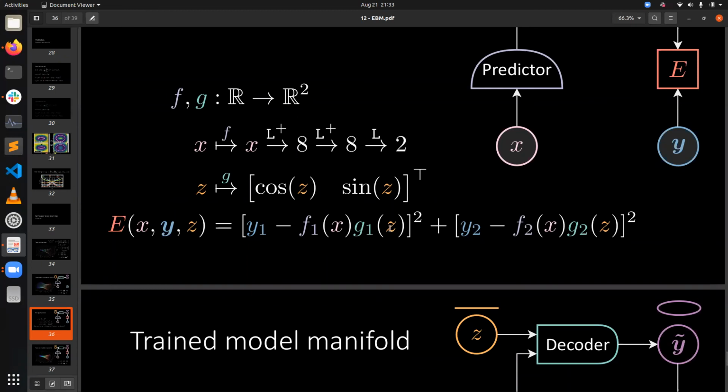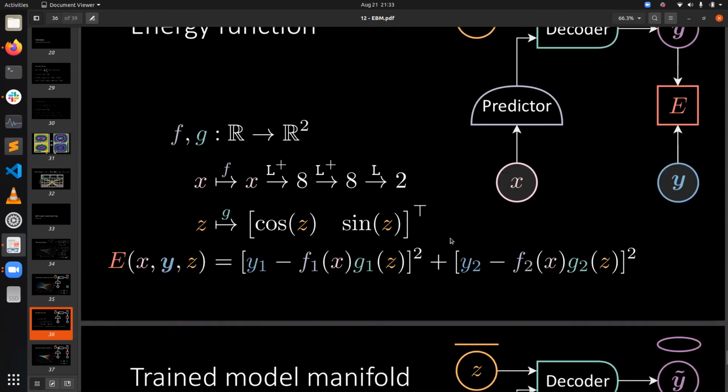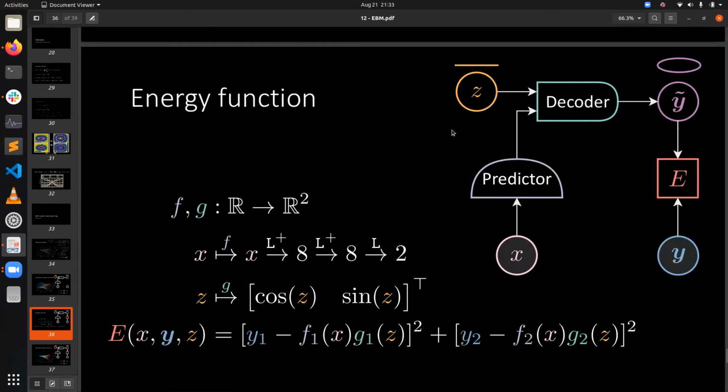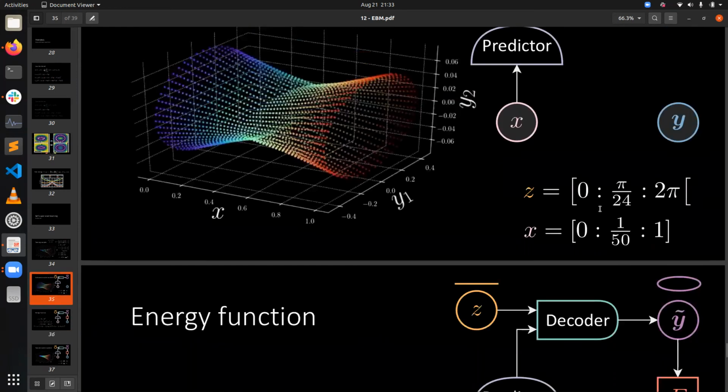How? No, z is just giving you points on the ellipse. z is just giving you different points on the manifold.